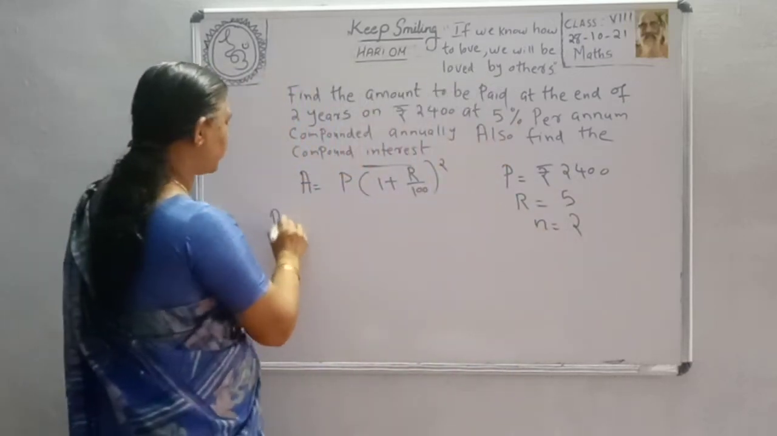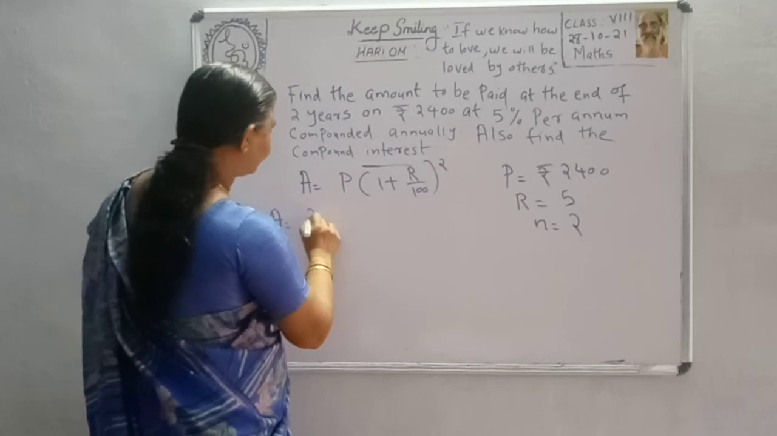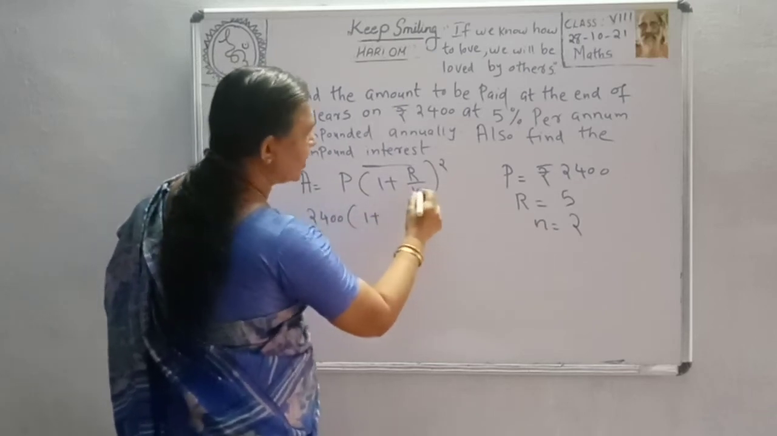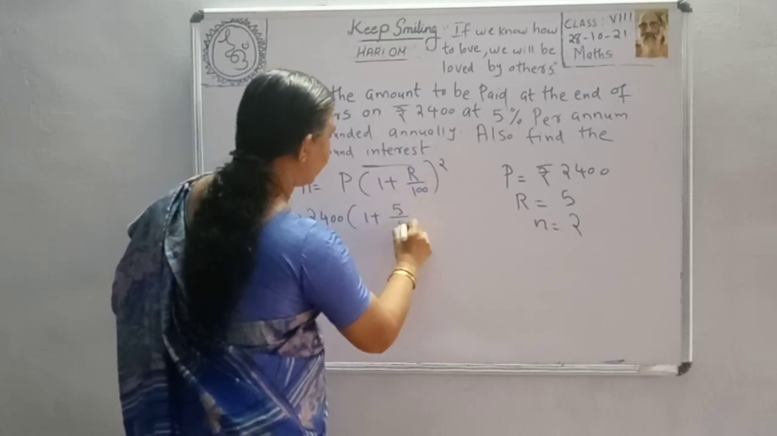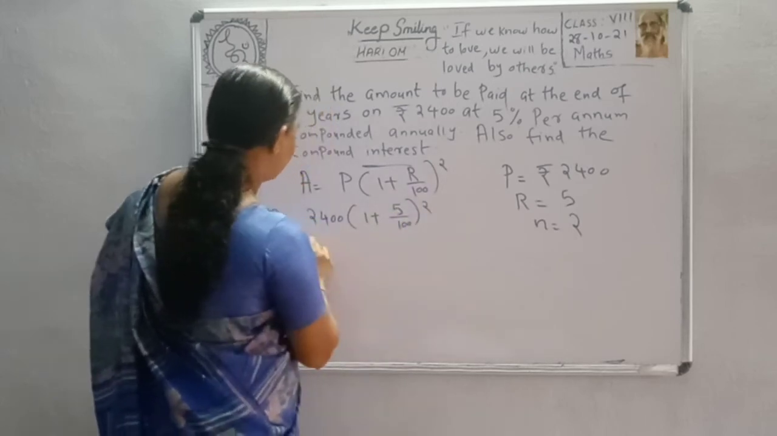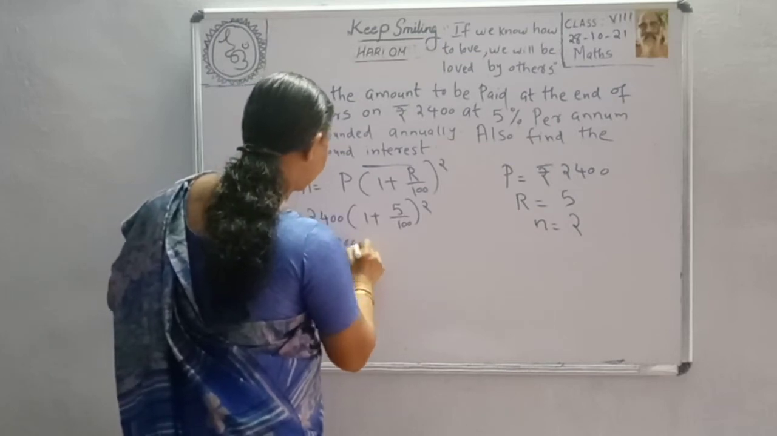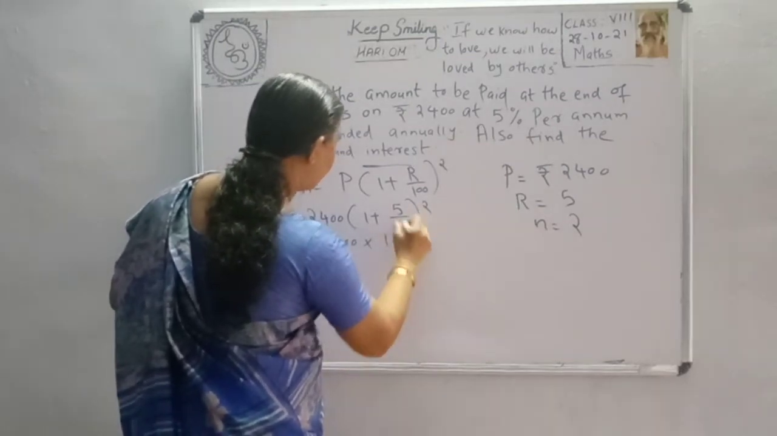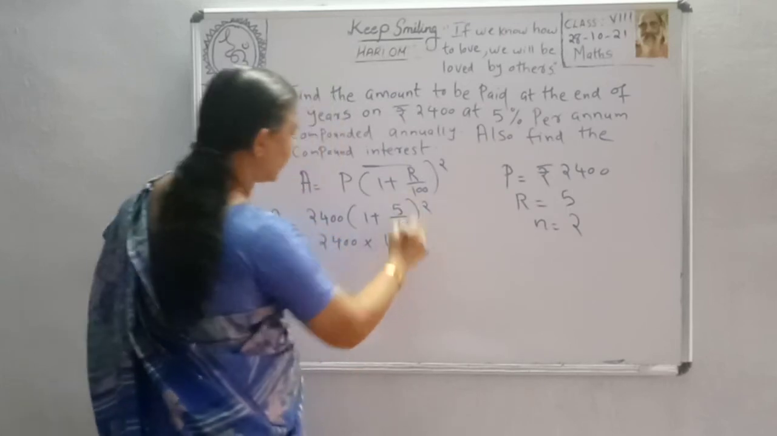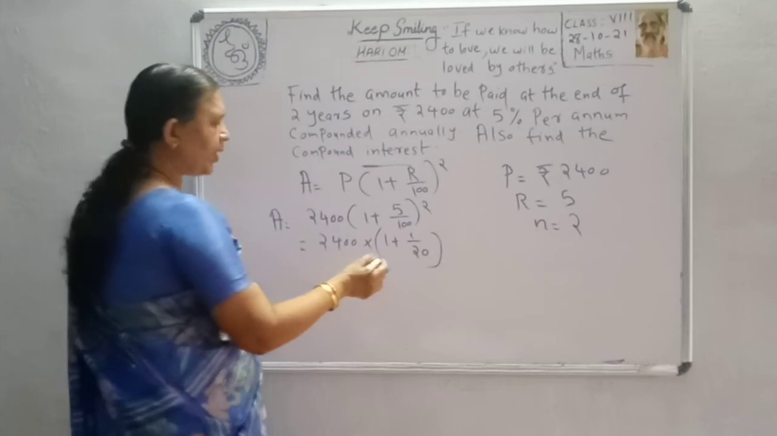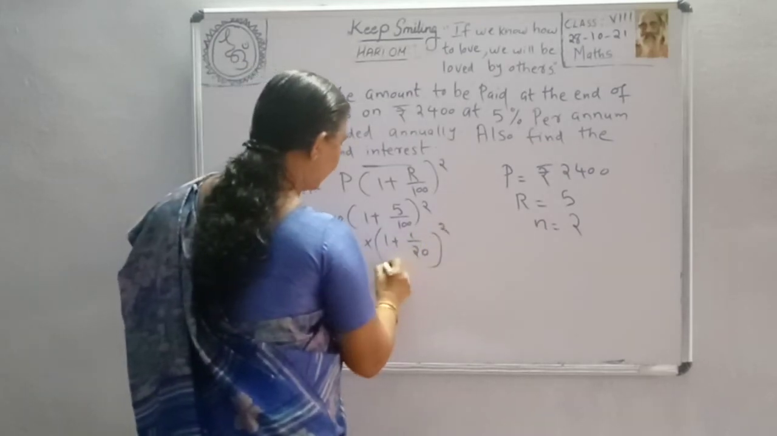Therefore A is equal to P into, 2400 into 1 plus R is equal to 5, 5 by 100 the whole square. It is equal to 2400 into 1 plus 1 by 20. We can cancel this. Is equal to 1 by 20 the whole square. Okay.